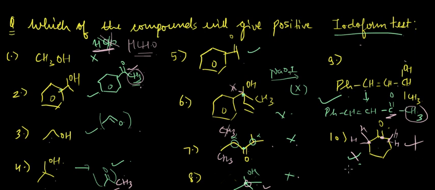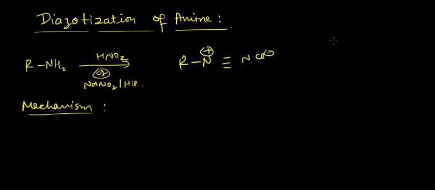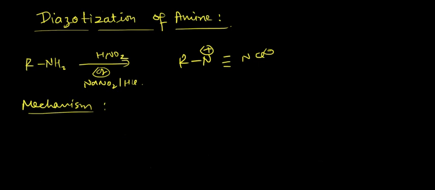Not show the iodoform test. Okay, let's now look at a new topic, which is called diazotization of amines. Diazotization of amine is nothing but when RNH2 is reacted in presence of HNO2, or NaNO2 and HCl, then it will form a product like R-N double bond N-Cl, or R-N triple bond N-Cl. We'll now look at the mechanism of this reaction.